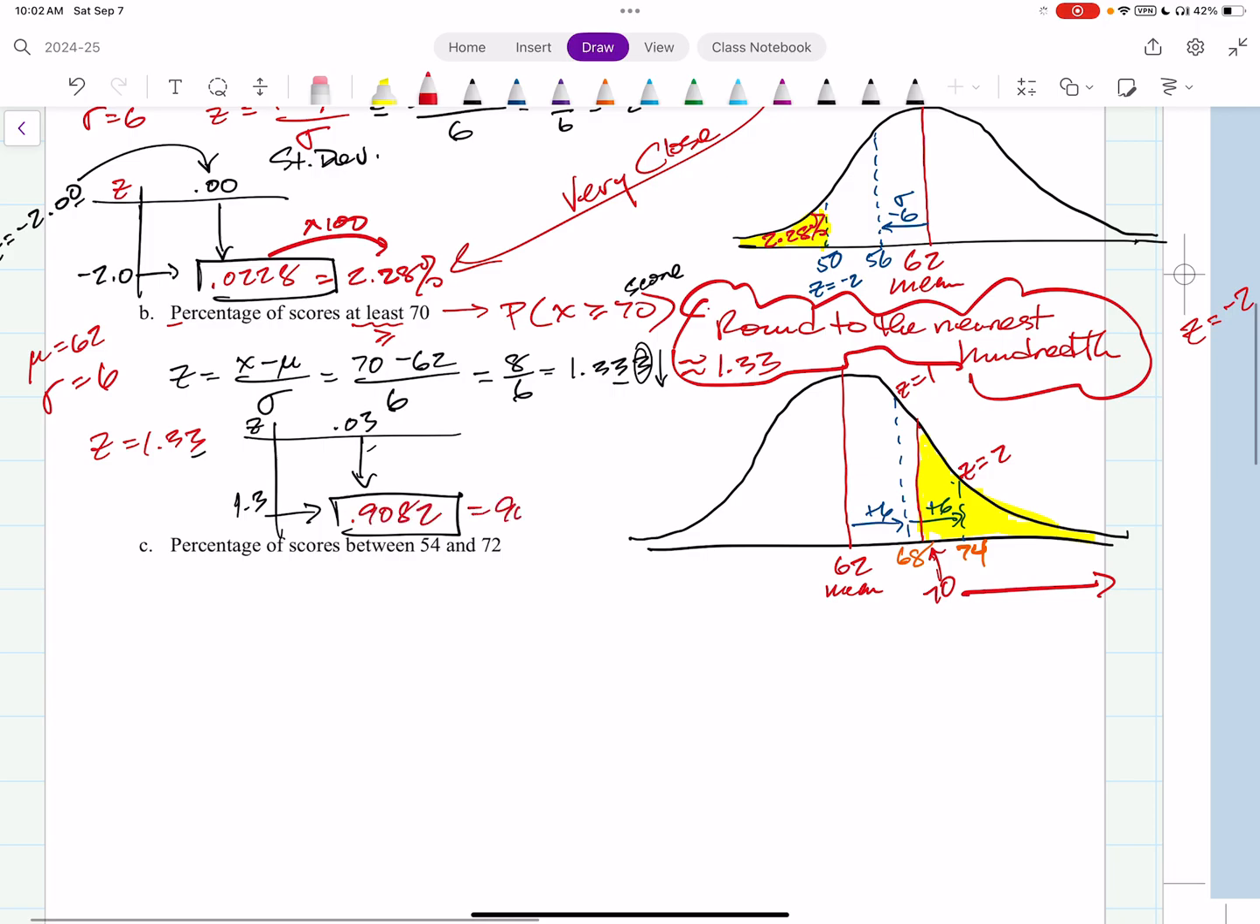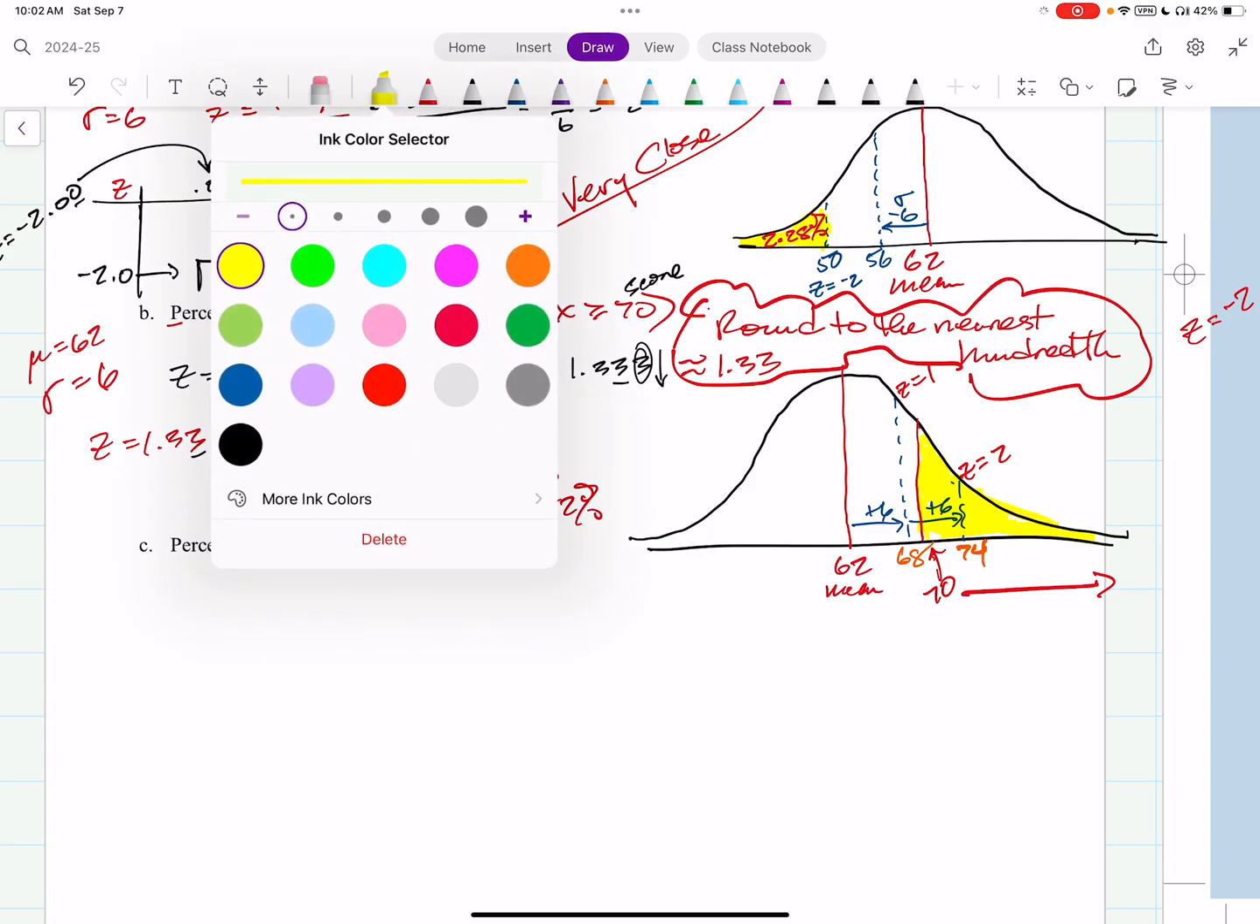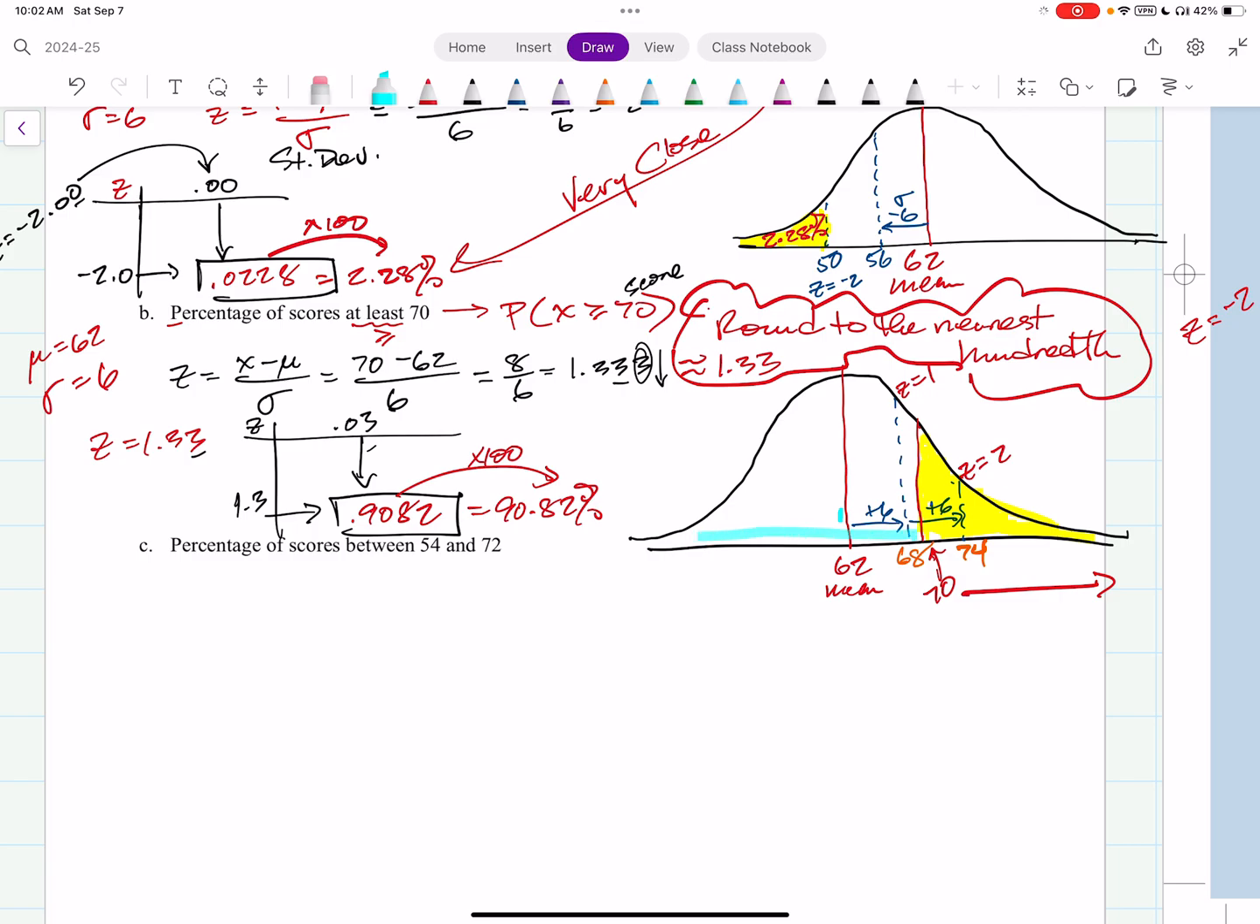0.9082, which is 90.82%. Remember, just multiply it by 100 and shift that decimal. Pretty easy to do. So what we just found was not the answer. We found the area to the left, this area in blue. 90.82% represents the percentage of people to the left. We want to find the percentage of people from the right.